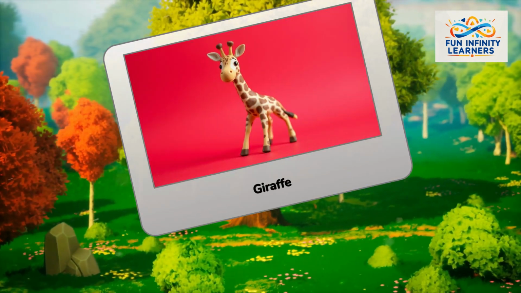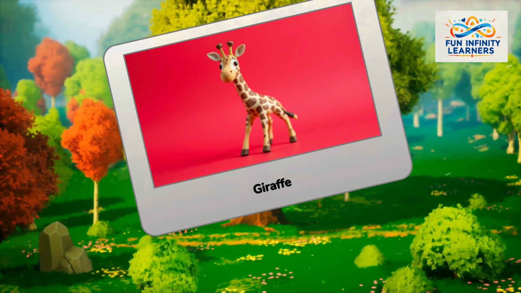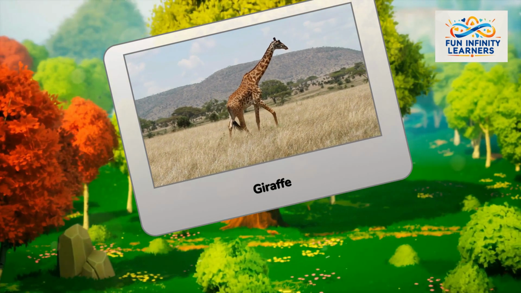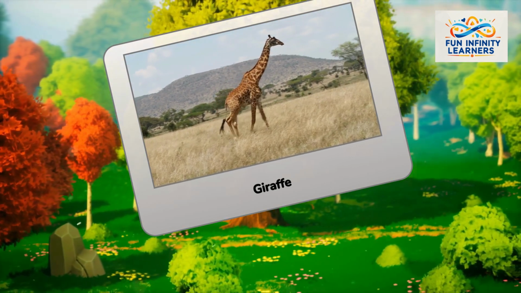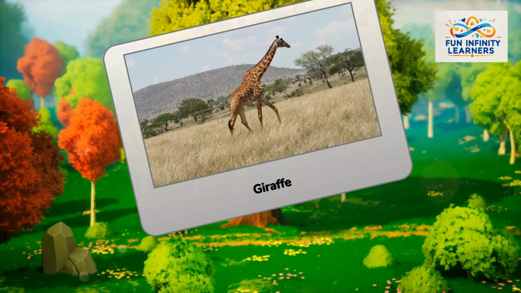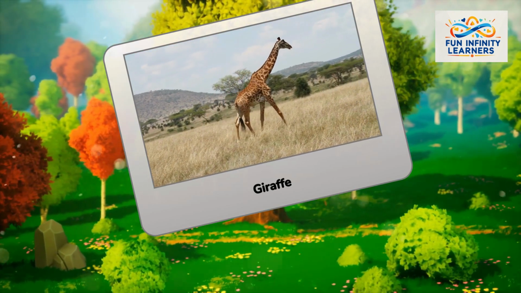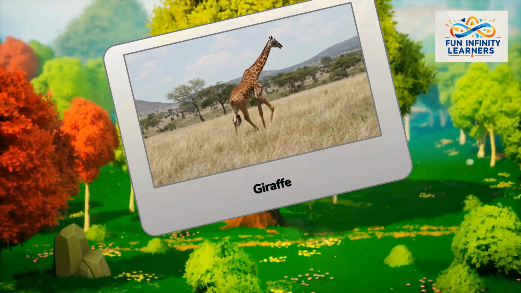This is a giraffe. G-I-R-A-F-F-E. Giraffe. This is a giraffe.